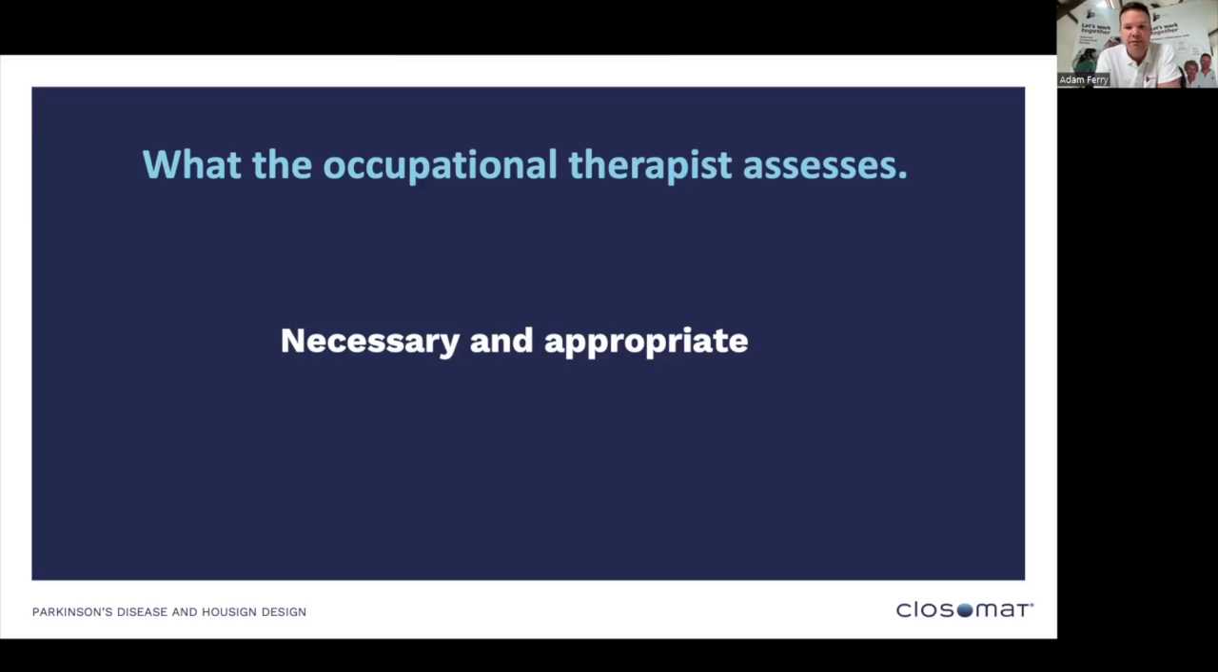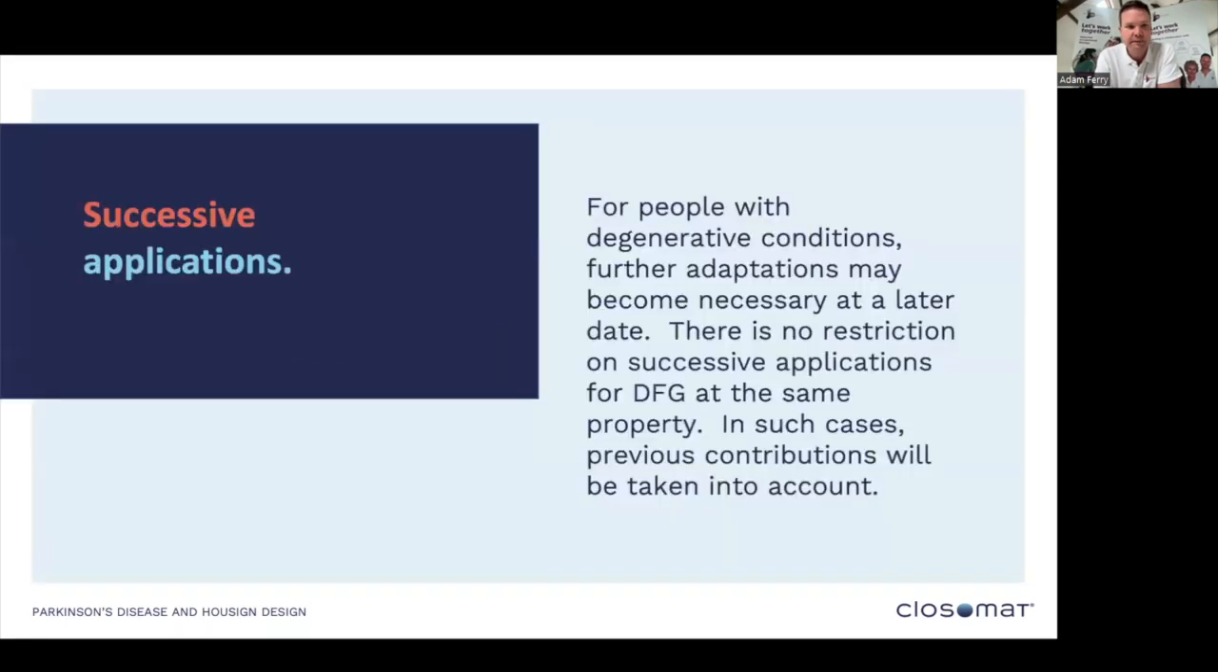It's necessary and appropriate. So we make recommendations based on what we think the person needs, wants, expects, and what will meet their current and long-term needs. That's necessary and appropriate. And I've put this in just to remind ourselves that for people with degenerative conditions such as Parkinson's, further adaptations may become necessary at a later date. So I've put this in around future-proofing.